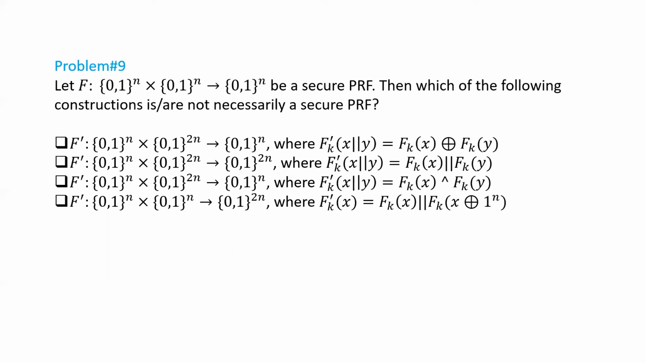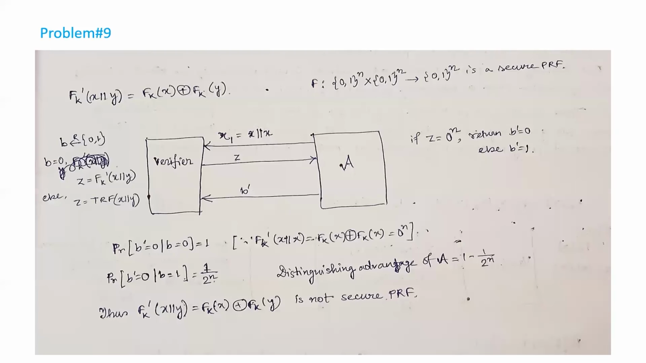F dash has a key of length n, input of length 2n, and output again of length n. Its construction is given as fk dash of x concatenated with y equals fk of x XORed with fk of y. So the input to fk dash is divided into 2 equal halves, and its value is computed as fk of the first half of the input, that is x, XORed with fk of the second half of the input, which is y. So whether it is a secure PRF or not.